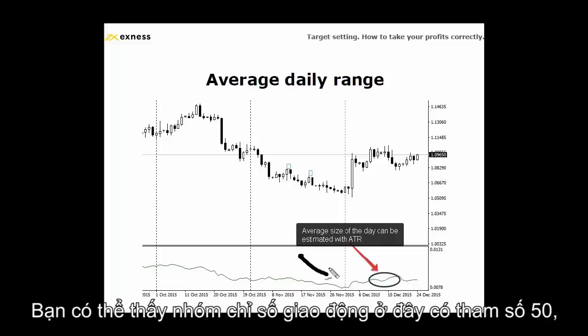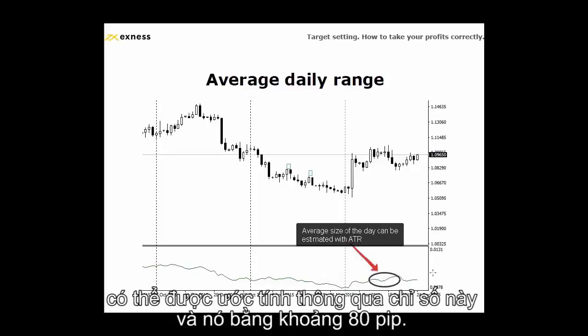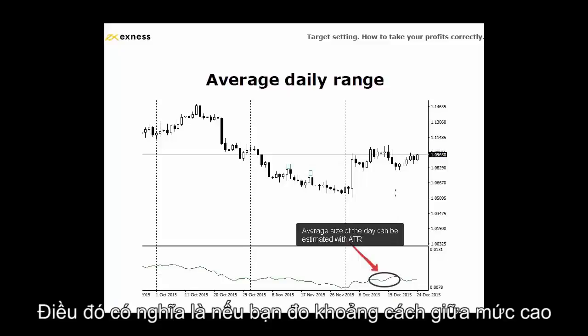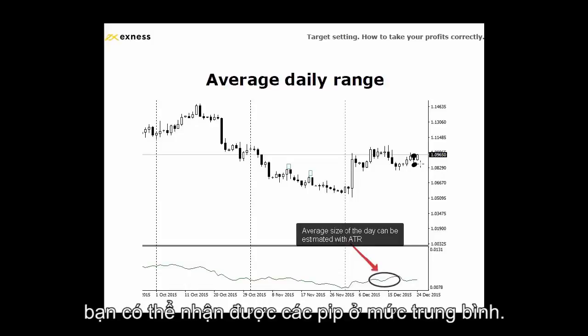You see the Average True Range indicator here with a parameter of 50. And you see that the average size of the day, or a daily bar, can be estimated with this indicator, and it is equal to about 80 pips. So it means that if you measure the distance between the high and low of each day, you will have the average number of 80 pips.